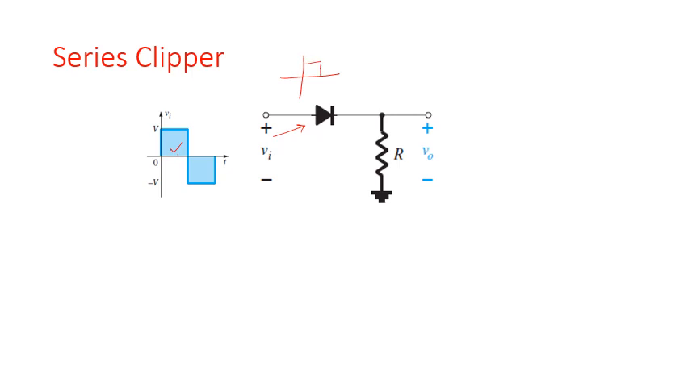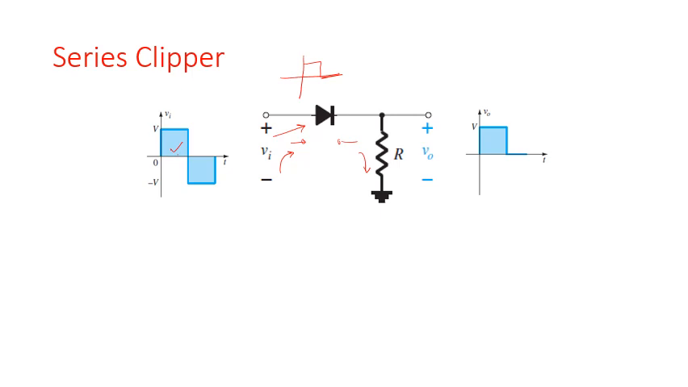In the negative half cycle, that is this part, my diode becomes reverse biased. So it gets replaced by an open circuit. When your diode gets replaced by an open circuit, this voltage that is there over here cannot reach the output because there is an open circuit in between. Therefore, zero voltage reaches the output. So if I have to draw the output voltage, it looks something like this.